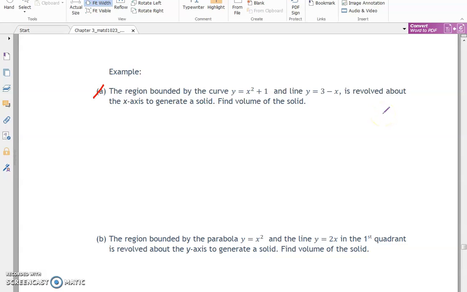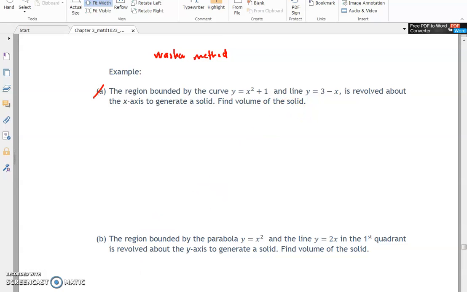Okay, now let us start with the first example of washer. So now our focus will be on the washer method. So let's say we are dealing with this kind of question: the region bounded by the curve y equals x squared plus 1 and line y equals 3 minus x is revolved about the x-axis to generate a solid. Find the volume of the solid.